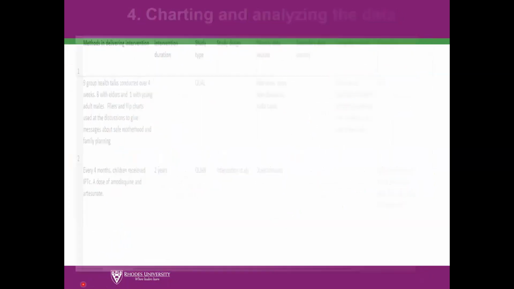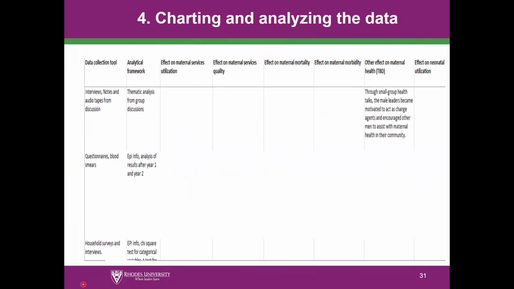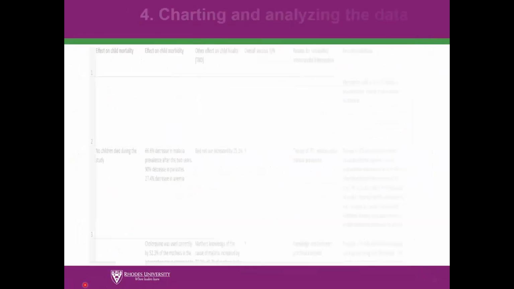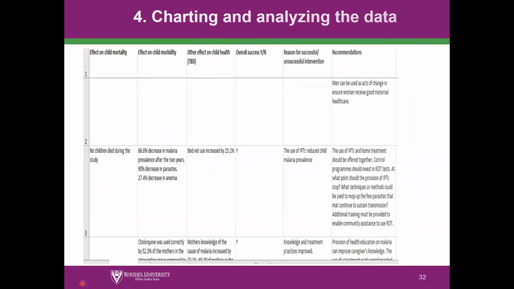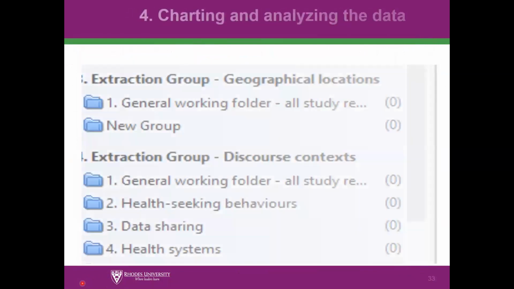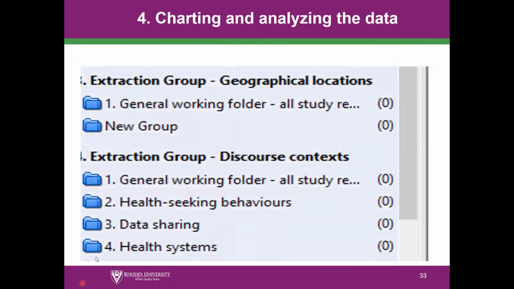And this is just a continuation of the charting table. As you will see, there are certain papers that will not have certain information and other papers will have that. And that is okay, because when you begin your analysis, you're able to report on which paper says what or which paper has what information. And that is part of what you do.